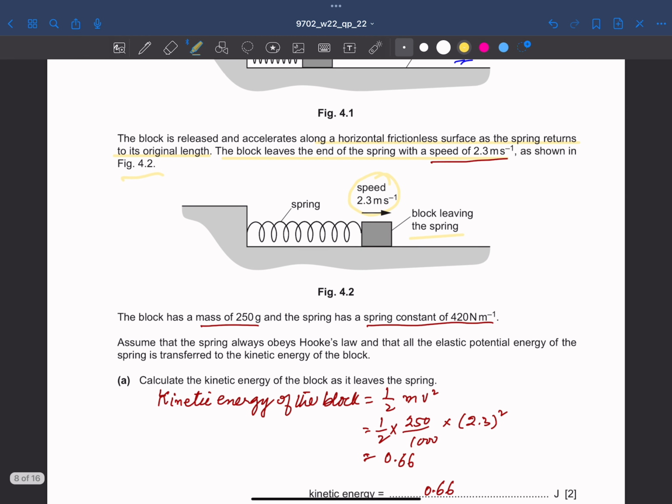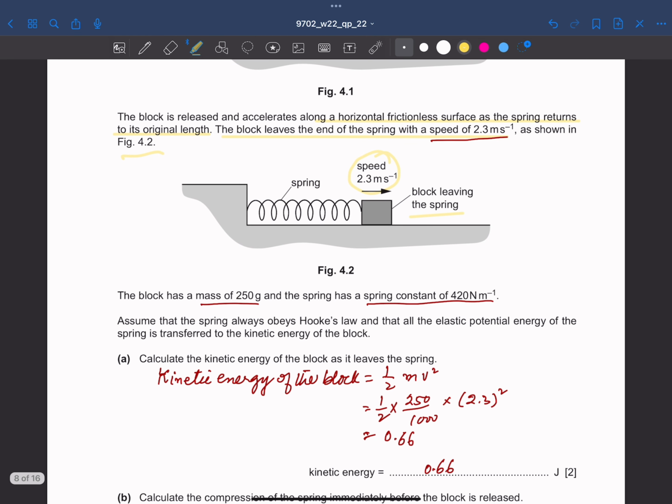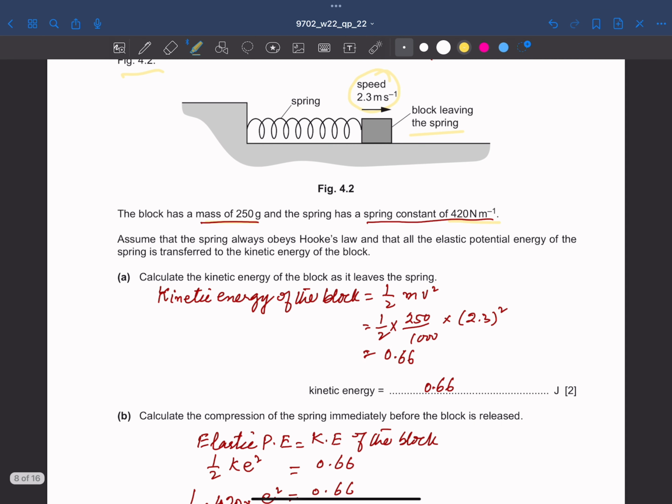So what is happening again? The block has a mass of 250 gram, they have given, and the spring constant is 420 Newton per meter. Assume that the spring always obeys Hooke's law, and that all the elastic potential energy of the spring is transferred to the kinetic energy of the block. Calculate the kinetic energy of the block as it leaves the spring.